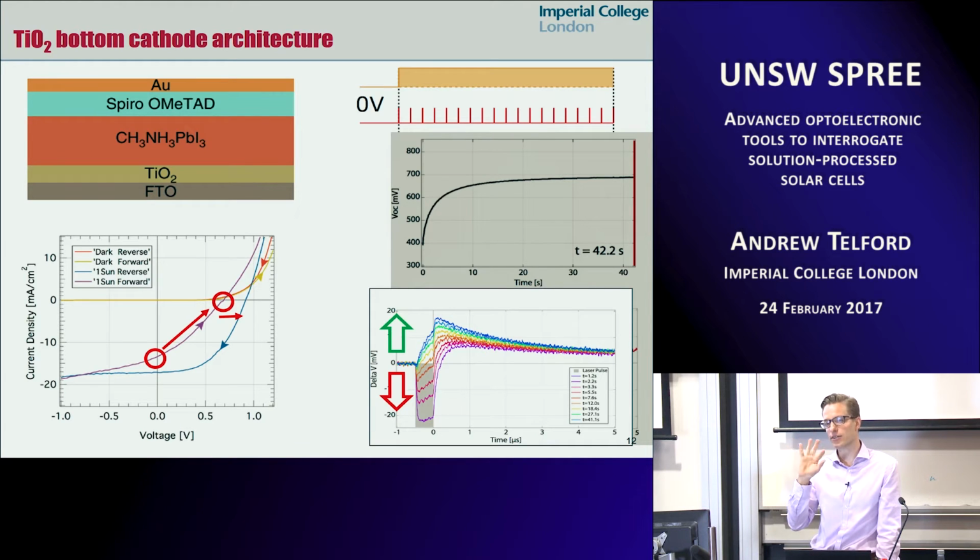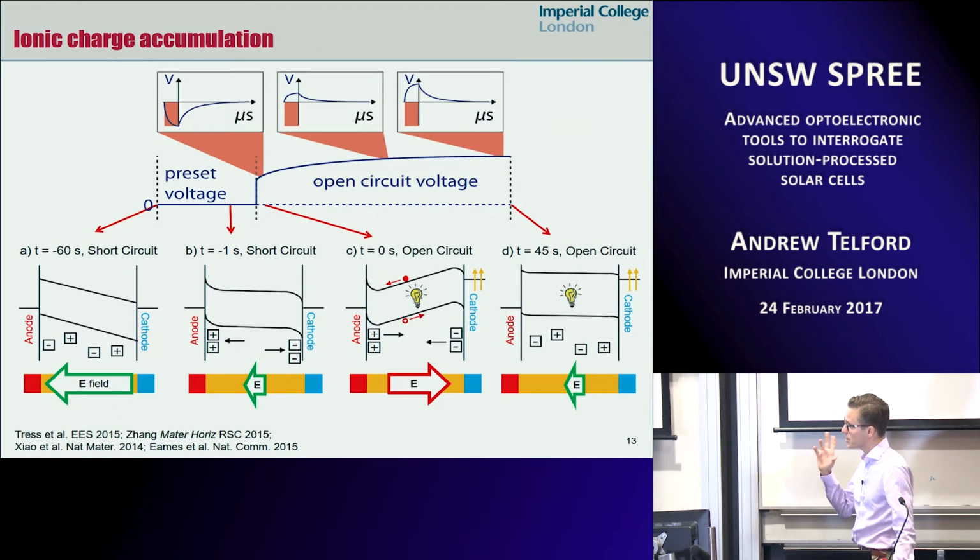And again, going back to this accumulation of ions. By reverse, I mean pointing the opposite direction compared to the intrinsic electric field of the device. And the way we think it works is like so. You start at short circuit, so your cell is in the dark at short circuit, and you have your usual sloped band structure that you expect from the asymmetry in the contacts.